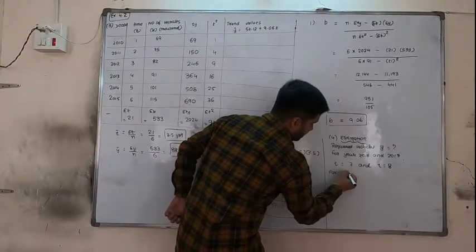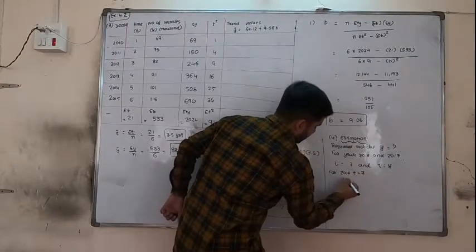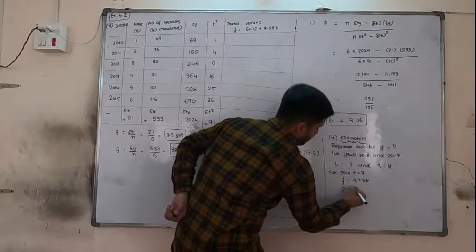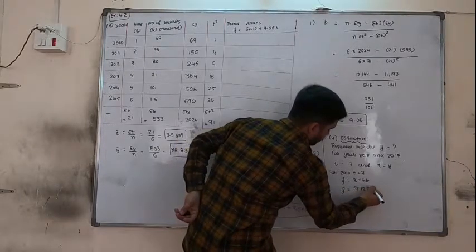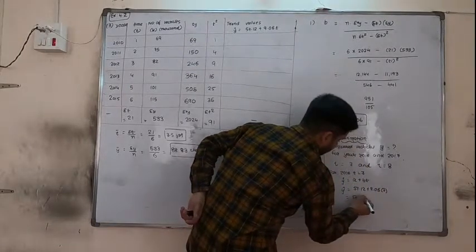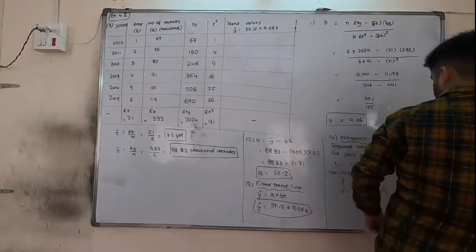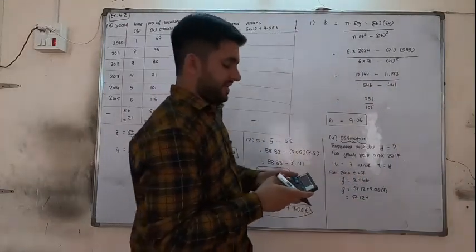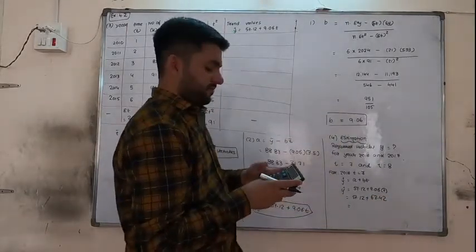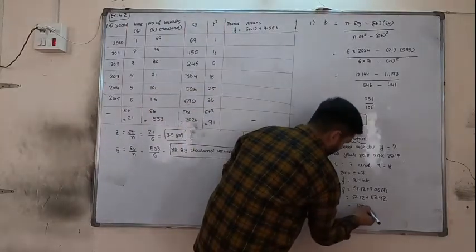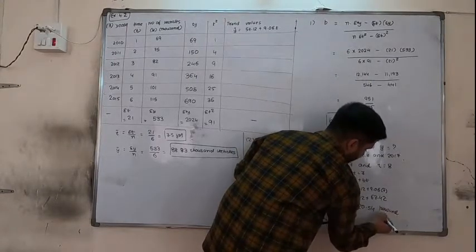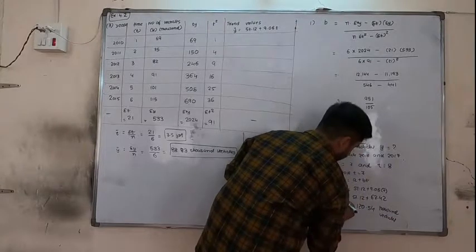Now we are going for 2016. T is equal to 7, Y cap is equal to a plus bt. Y cap is equal to 57.12 plus 9.06 into 7. 9.06 multiply 7 is 63.42. So 57.12 plus 63.42 is 120.54 thousand vehicles.